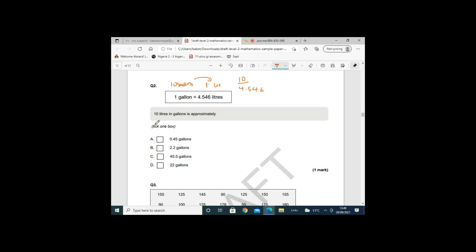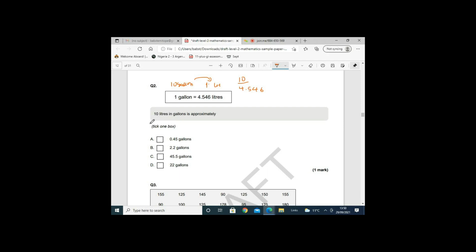It's just if you are very good with estimating. If 1 gallon gives you 4.5 liters, that means 10 liters should give you approximately 2 gallons, which is B. So it's just straightforward. This question is simpler, but the same question could be given in long sentence questions, and then you get confused on how to convert it.